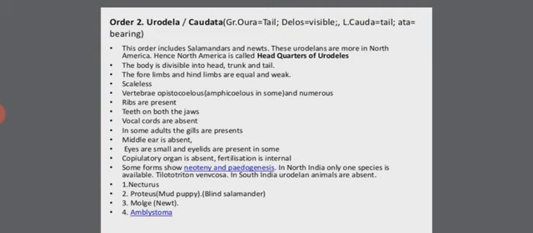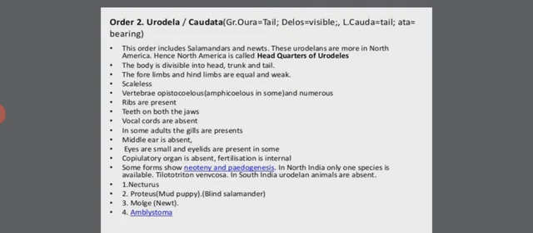Vertebrae are opisthocoelous type, that is amphicoelous in some amphibians, and they have numerous vertebrae. Ribs are present, teeth are present on both the jaws, vocal cords are absent, but these are present in the previous order. In some adults the gills are present, middle ear is absent, eyes are smaller and eyelids are present in some. Copulatory organ is absent, but fertilization is internal.